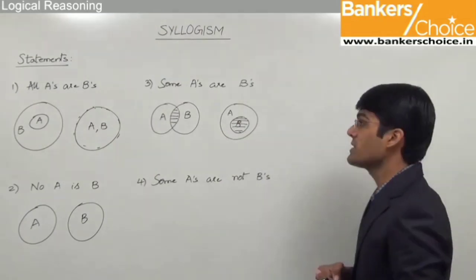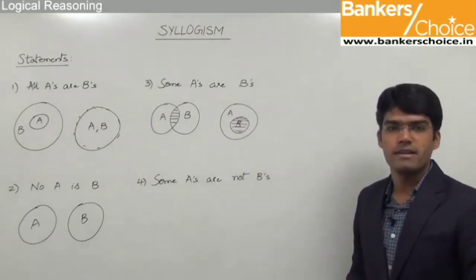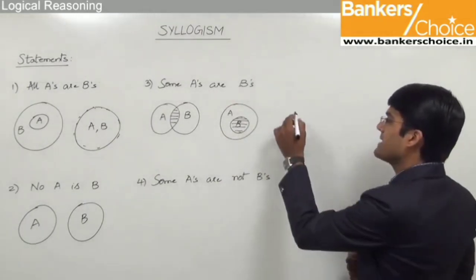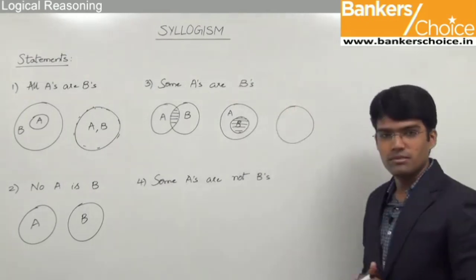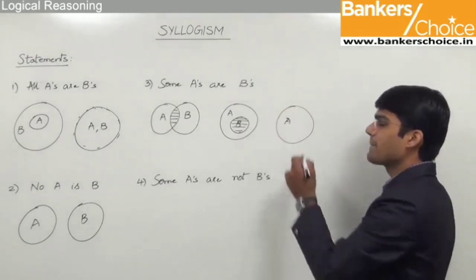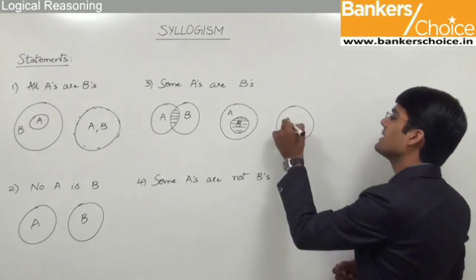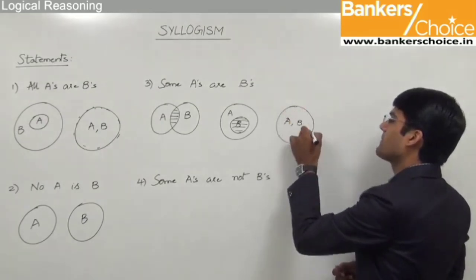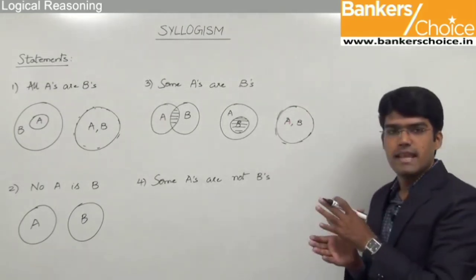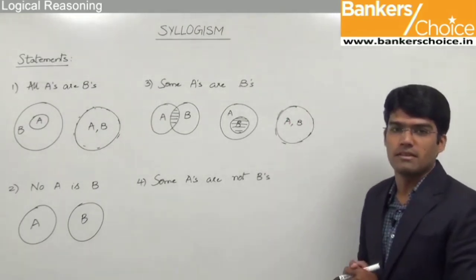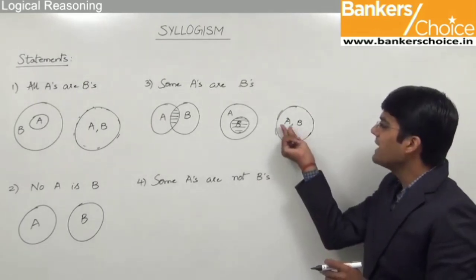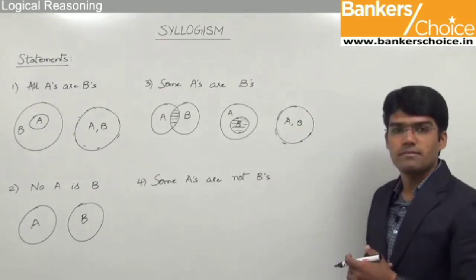And there is one more possible way of representing the statement some A's are B's. That is as follows. Let us assume this is the circle which represents A. And the same circle represents the set B. So these two circles A and B completely overlap each other. Now even in this case, you find that some A's are B's.